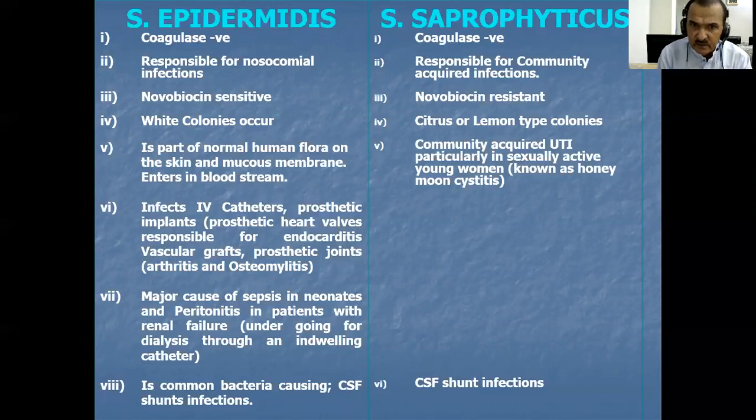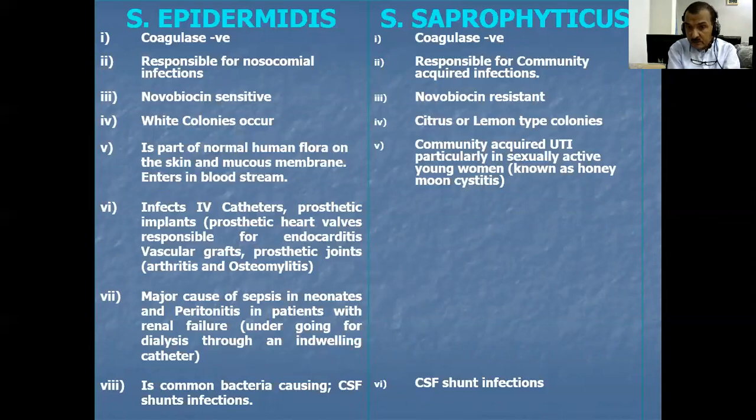Staphylococcus epidermidis is novobiocin sensitive, while Staphylococcus saprophyticus is novobiocin resistant. Epidermidis forms white colonies, while saprophyticus forms citrus yellow colonies. Epidermidis is part of the normal human flora of the skin and mucous membrane and enters into the bloodstream.